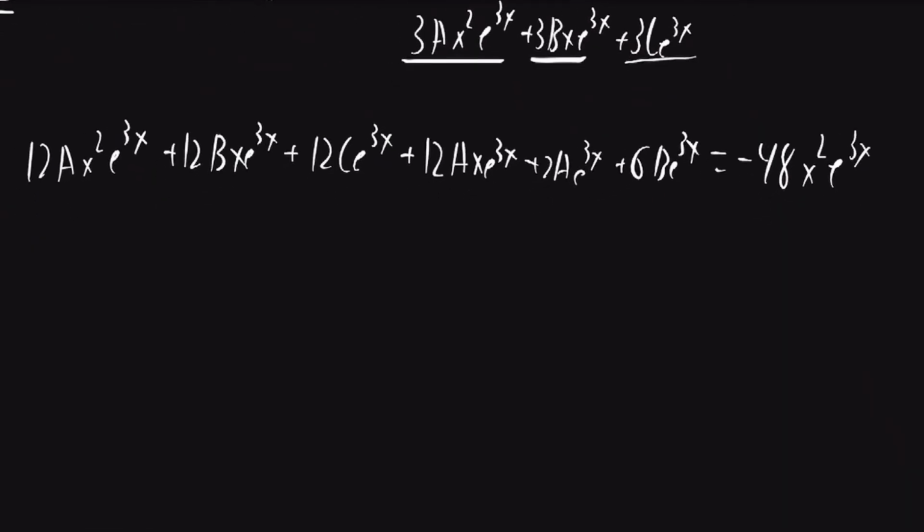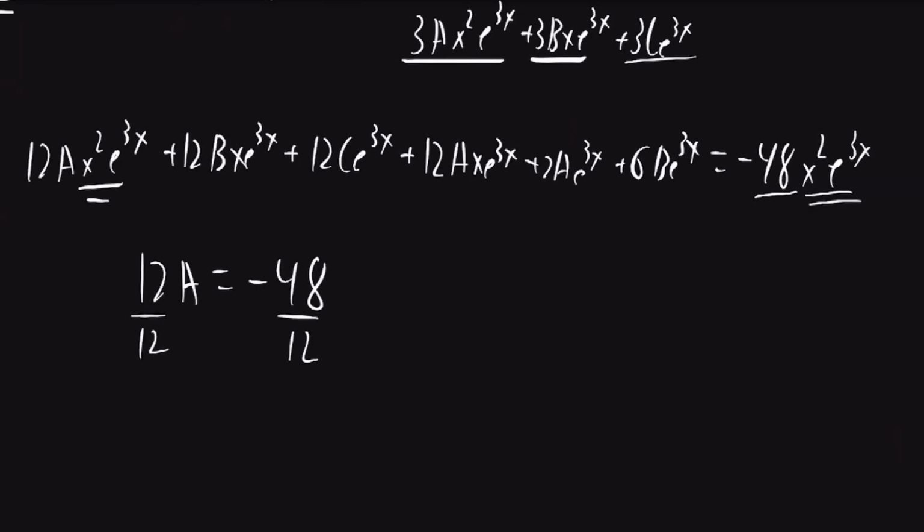We can now compare coefficients. On the right, we have negative 48 times x squared e to the 3x. So I want to look for any x squared e to the 3x terms on the left. There's 12a, and I don't see any other ones, so 12a will be equal to negative 48. I can divide 12 to both sides, and we'll find that a is equal to negative 4.